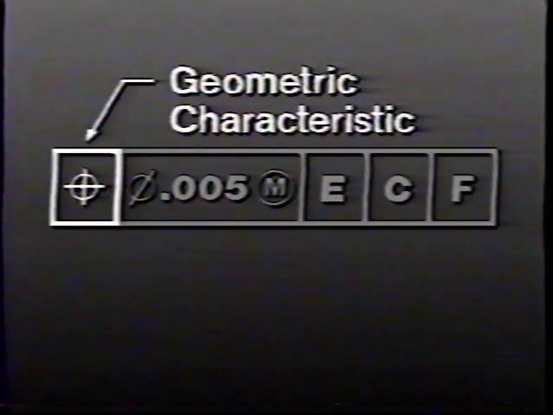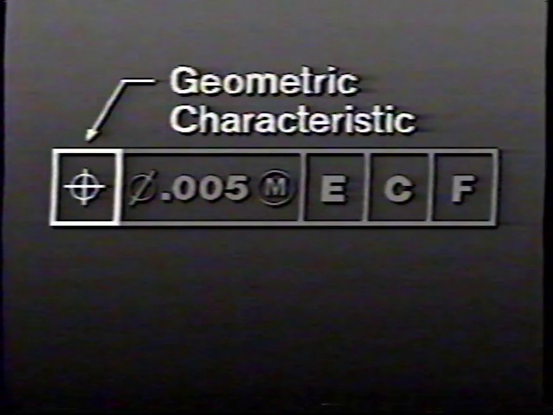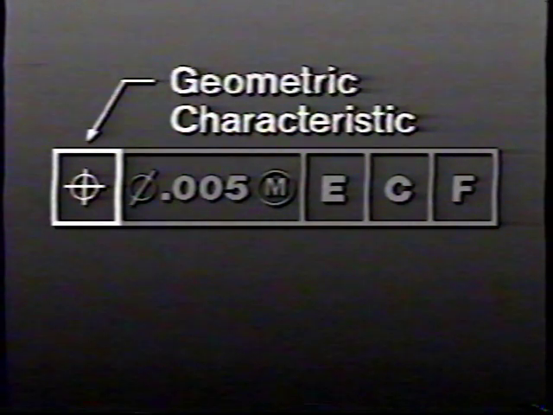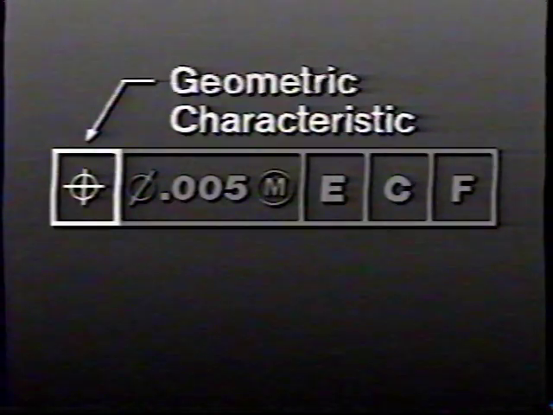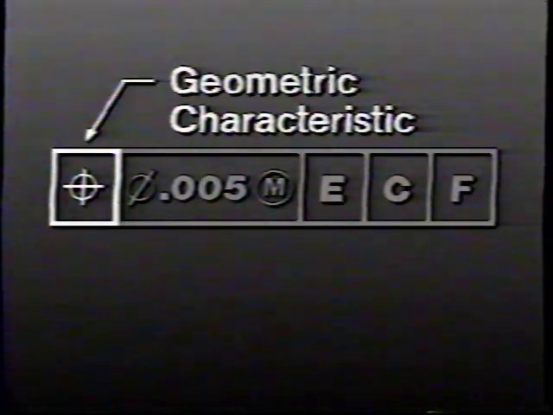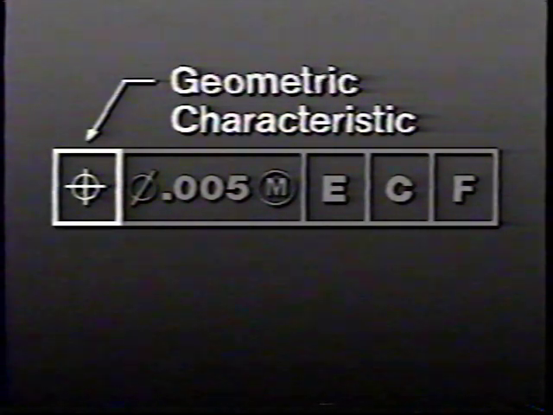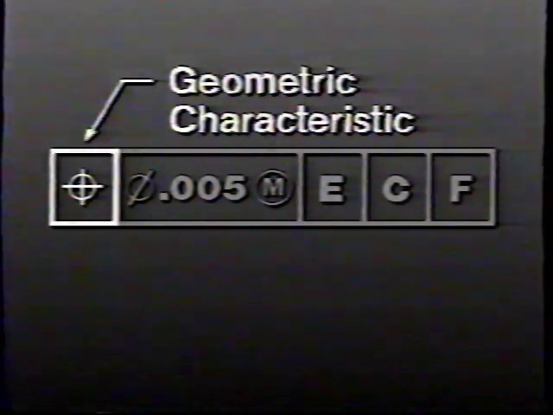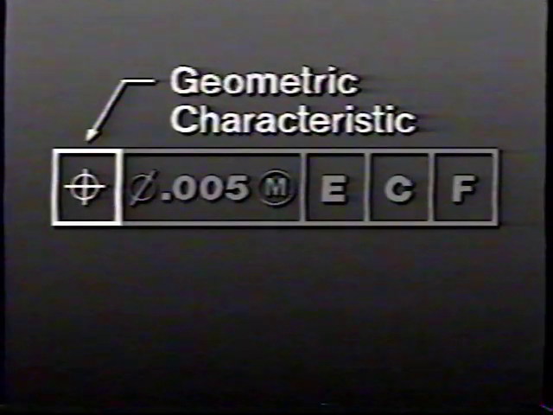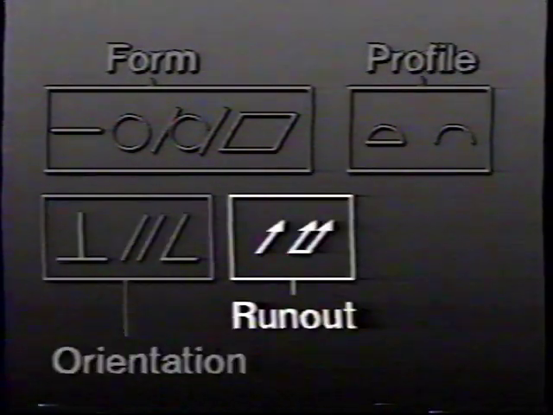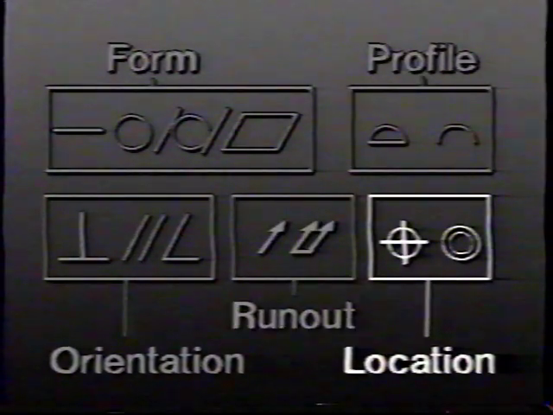Let's pause to review. The first compartment of the feature control frame identifies the geometric characteristic that's being specified. Geometric characteristics control the form of a feature and its location with respect to other features. There are 5 categories of geometric characteristics: form, profile, orientation, runout, and location.